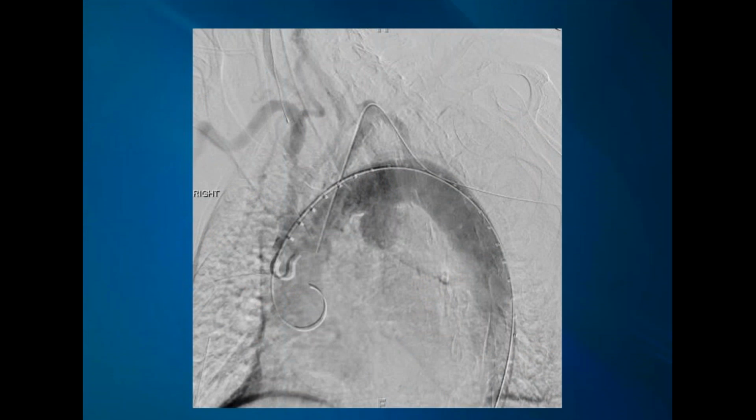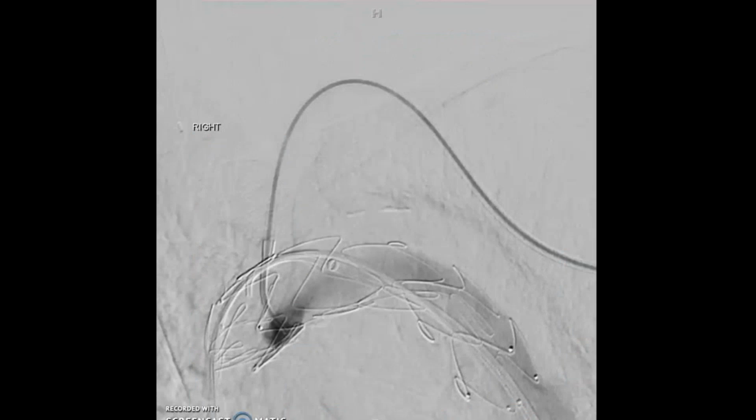So this is a picture from below. We do an angiogram when we come from the arm. You see the aneurysm is right there. The device is advanced. Now the device is still constrained. We come from the arm. We're able to get through the fenestration and into the graft.